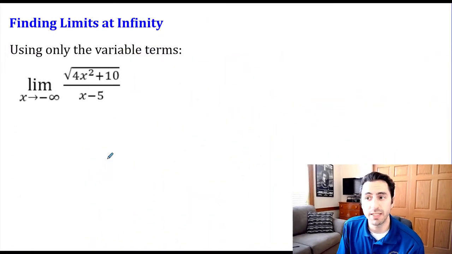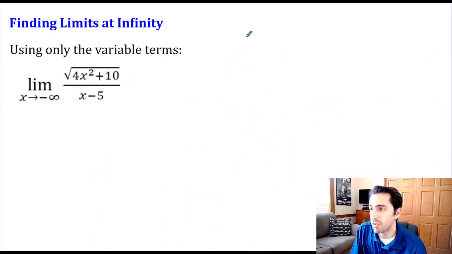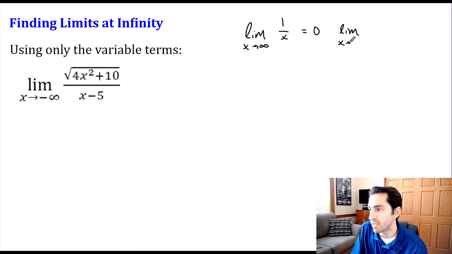Hey everyone! In this video, we're going to take a look at an alternative method for finding the limit at infinity. Let's just start off with a reminder of what we already know about limits at infinity. We know that the limit as x approaches infinity of the function 1 over x is equal to 0. And we also know that the limit as x approaches negative infinity of 1 over x is also equal to 0.